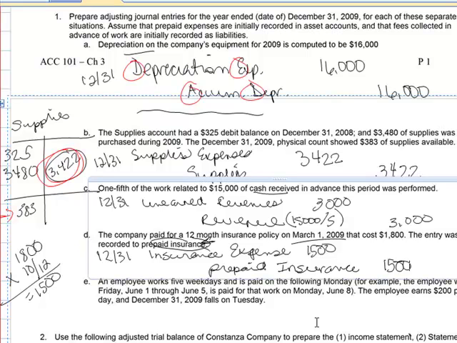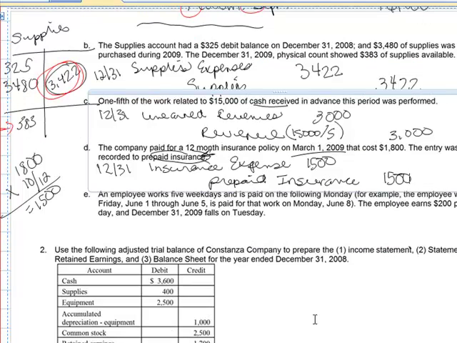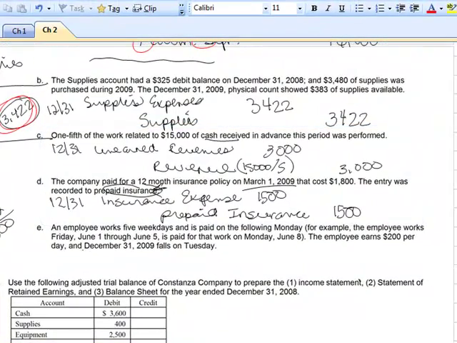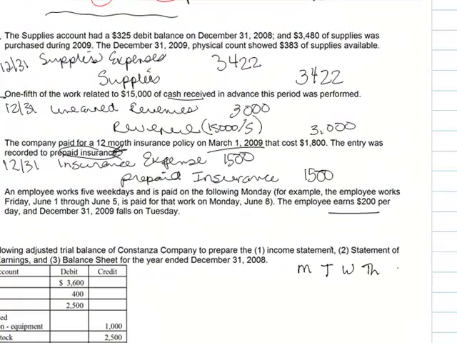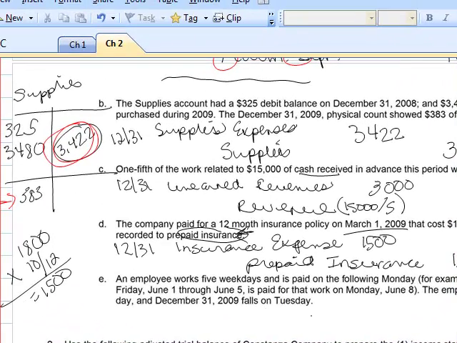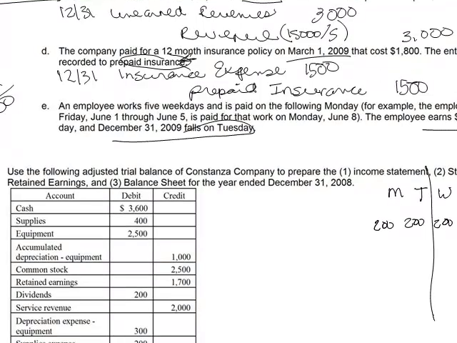And then finally, E says an employee works 5 weekdays and is paid on the following Monday. The employee earns $200 per day and December 31st falls on a Tuesday. So go here and do your Monday, Tuesday, Wednesday, Thursday, Friday. They get $200 per day. When does it end? It is on Tuesday. December 31st is a Tuesday. So I need to expense $400, right?